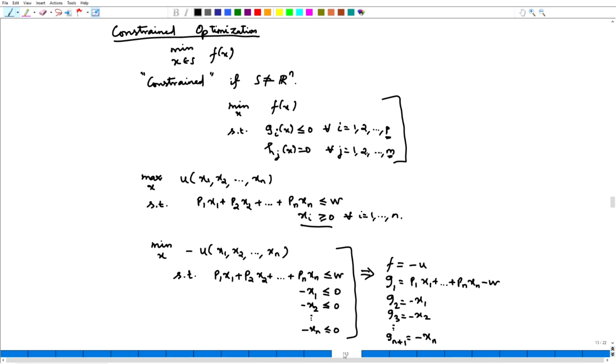So, we wanted to minimize f of x subject to some set S, okay, and that set is not any set, but a set described by P inequality constraints and M equality constraints. We also looked at an example, the utility maximization example that we started with in the very first lecture. Okay.